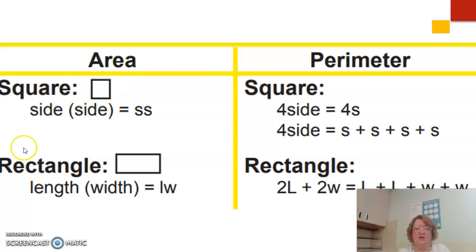Now, the one we're going to work on today is the area of a rectangle. Rectangles have a length and a width. If we're doing perimeter, we're doing the outside, so we're doing 2 times length plus 2 times width. Area is the inside, so we're doing length times width. So repeat after me. The area of a rectangle equals length times width.